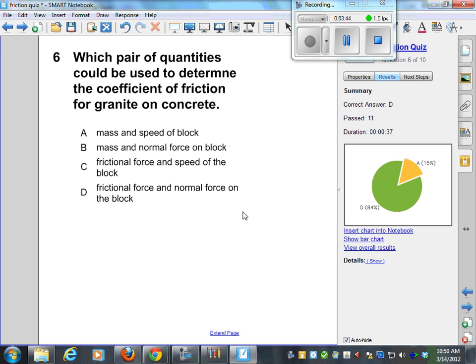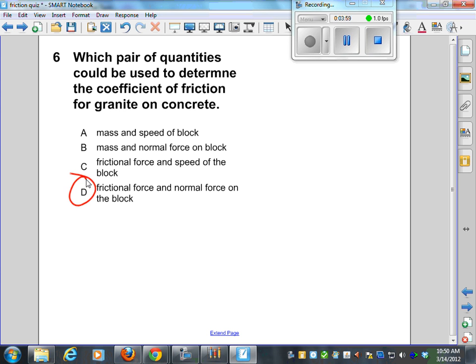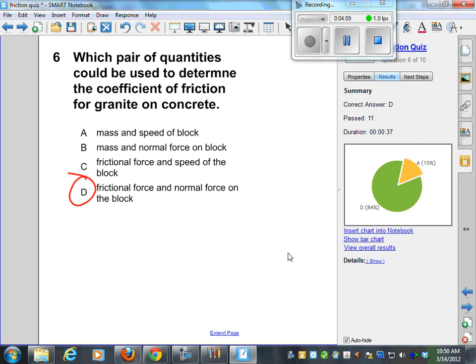Which pair of quantities could be used to determine the coefficient of friction for granite on concrete? The mass and speed of a block, mass and normal force on the block, frictional force and speed of the block, frictional force and normal force on the block? Yeah, D. Friction and normal force. How'd we do? I think we did okay. Yeah, not bad.